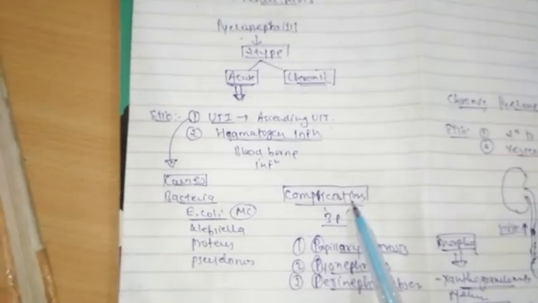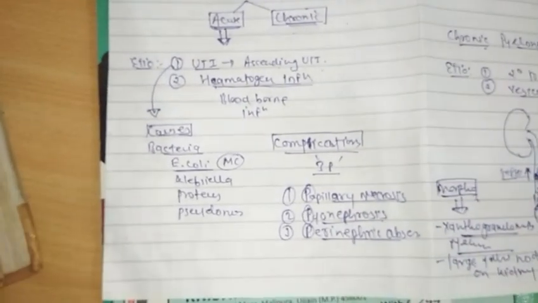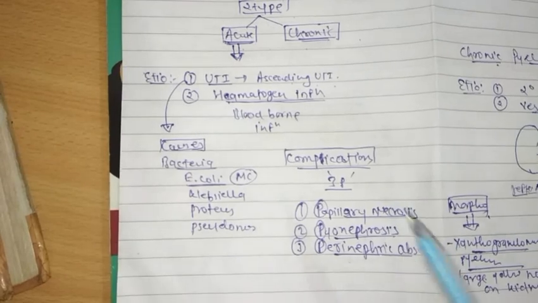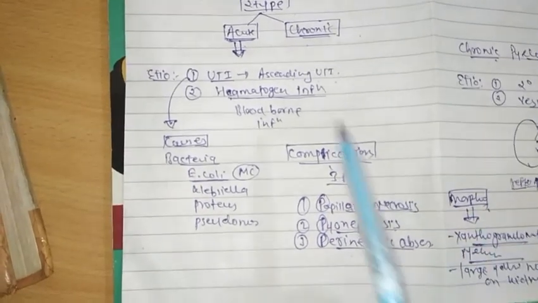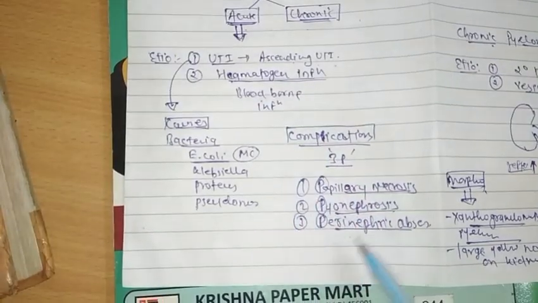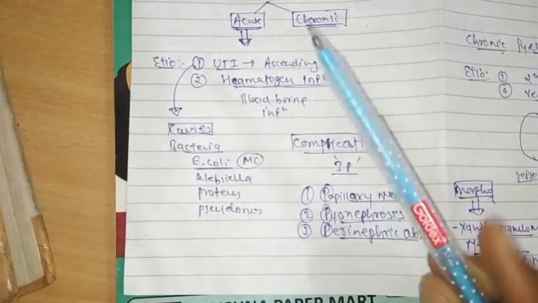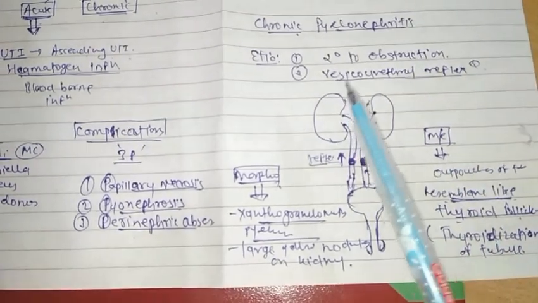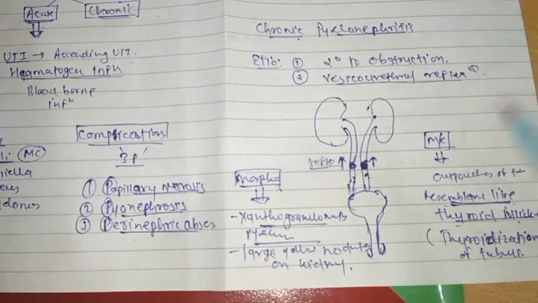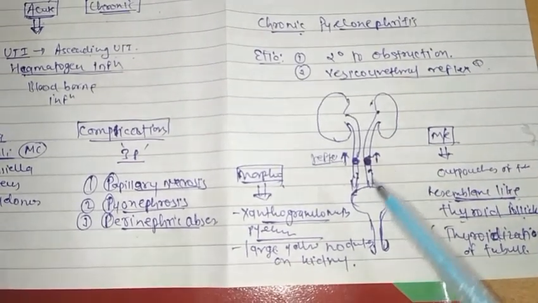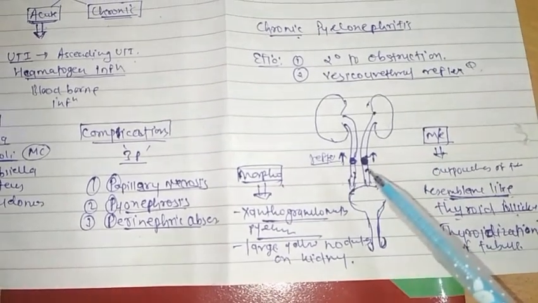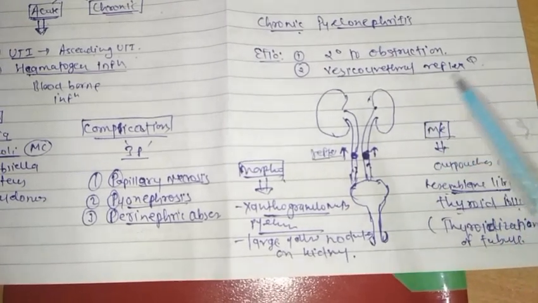What are the complications of acute pyelonephritis? Papillary necrosis, pyonephrosis and perinephric abscess, the mnemonic 3 Ps. And this is acute pyelonephritis. Then chronic pyelonephritis: what is the etiology? Secondary to obstruction, vesico-ureteral reflux. What is vesico-ureteral reflux? Whenever there is obstruction at any level in the pathway of urination, a reflex goes to the kidney. This is vesico-ureteral reflux.